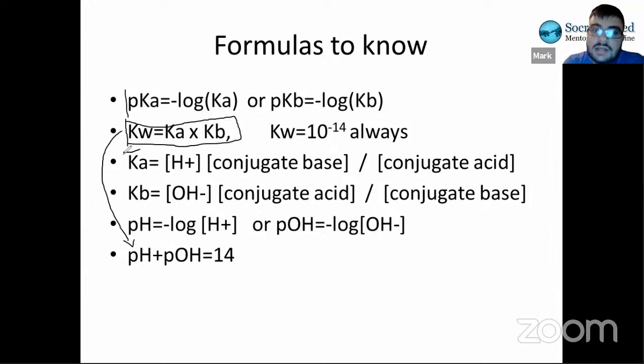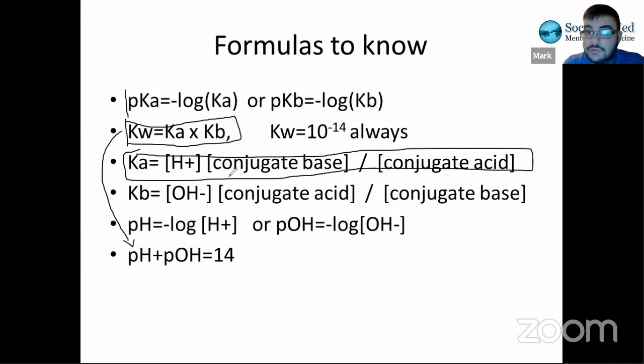Next, you can also relate Ka to the concentration of H plus, or Kb to the concentration of OH minus. And it's just simply like this: concentration of H plus times conjugate base over conjugate acid. Usually what they'll ask you to find, they'll give you a Ka, they'll give you the concentration of base and acid, and ask you to find this.